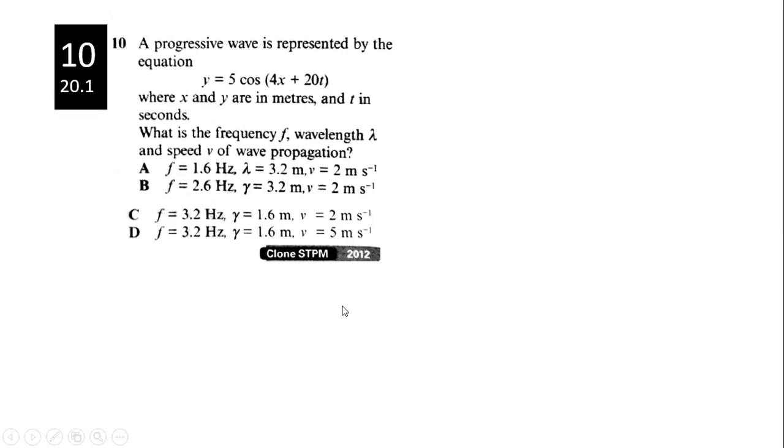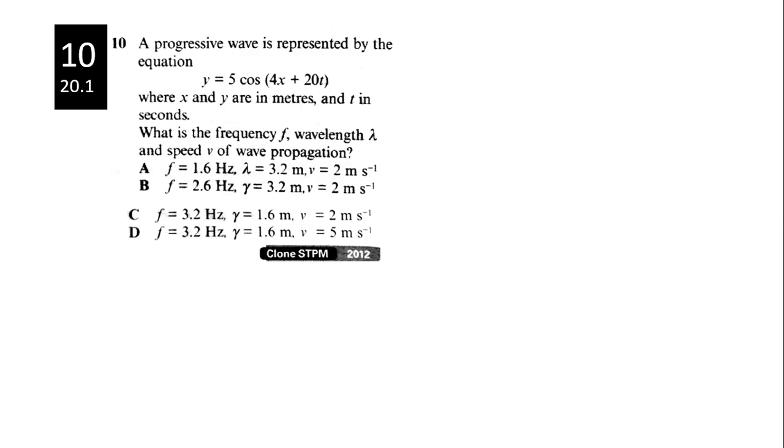Okay, number 10. A progressive wave is represented by this equation, where x and y are in meters, t in seconds. Find the frequency, wavelength, and speed of the wave propagation. Right? You can see that these are all repeating questions. If you don't know how to do one, you will know how to do the others.